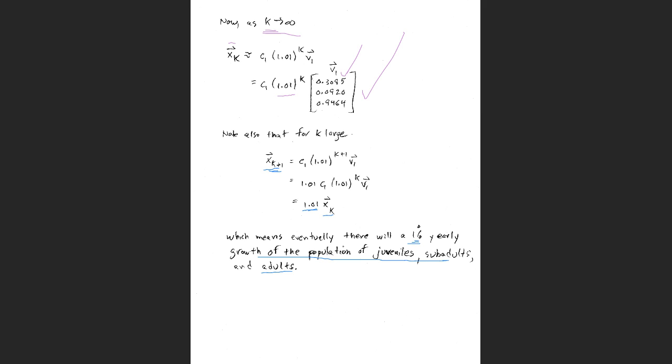Okay, now we can do more with this. Eventually, I'd like to know what's the ratio of juveniles to adults to subadults? And that information comes from the eigenvector. Let me show you how to find that.